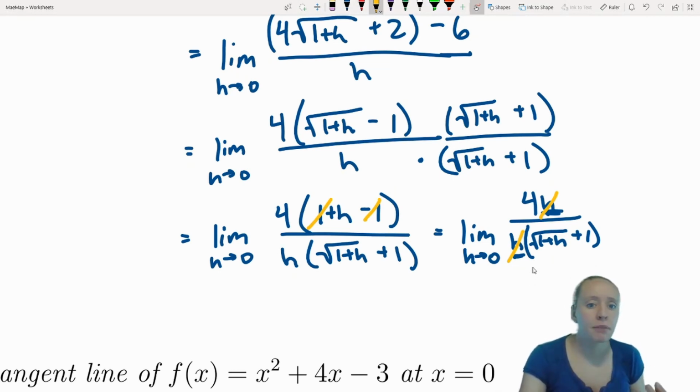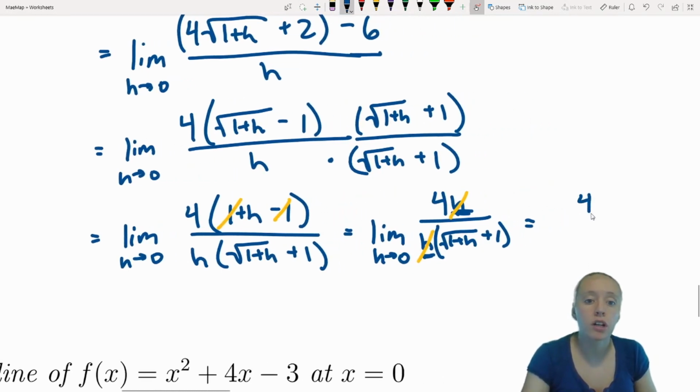And now I can plug 0 right on in for h because I no longer have a denominator equal to 0. So I'll get 4 over the square root of 1 plus 0 plus 1, which is going to be 4 over the square root of 1 plus 0, which is the square root of 1, which gives me 1.